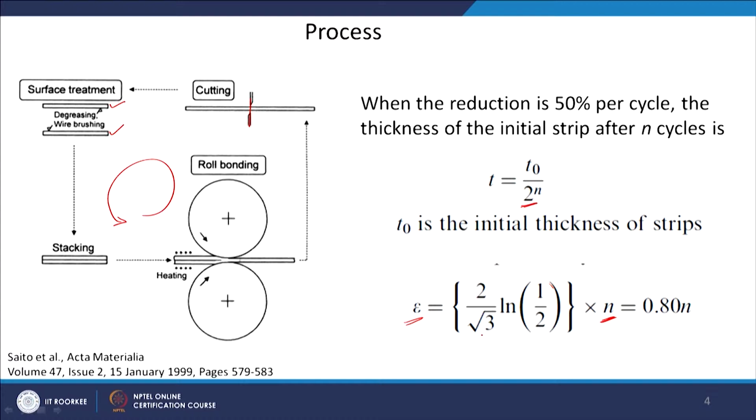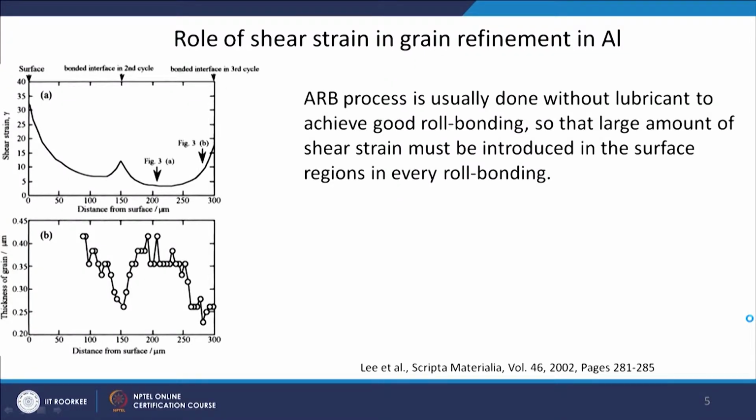So, these are all constant, if you do the mathematics here, ultimately you will get an expression like this, that epsilon will be dependent on the number of cycles multiplied by 0.8. So, this is assuming 50%; if you are putting 60%, you have to change the relationship accordingly. Now, as I told you, you are doing deformation, and through deformation the bonding is taking place. So, there is a very strong role of shear strain in the bonding as well as grain refinement in aluminum or in any material.